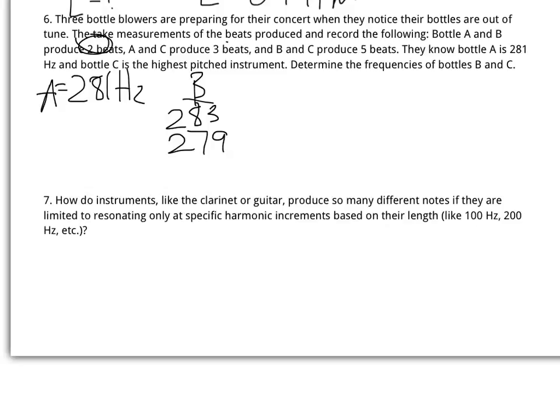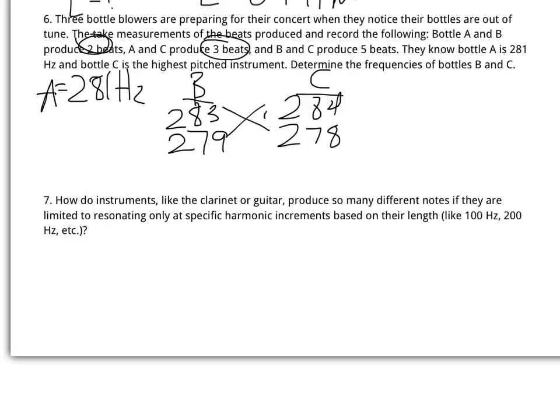Bottle A and C produce 3 beats. So C is 3 beats away from A, which would make it either 284 or 278. So we took 3 away or added 3 to the frequency of bottle A. We're told that bottle B and C produce 5 beats, so that particular information doesn't really help us because any combination here would produce 5 beats.